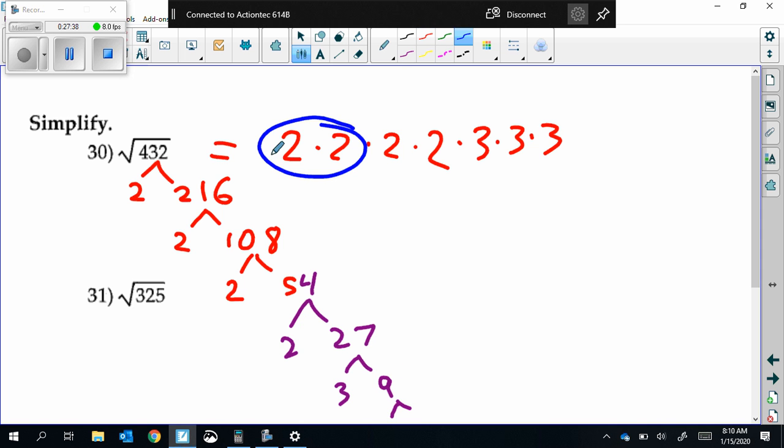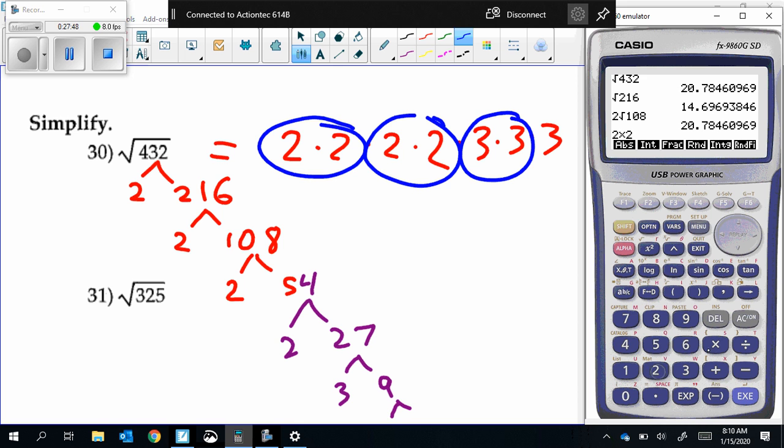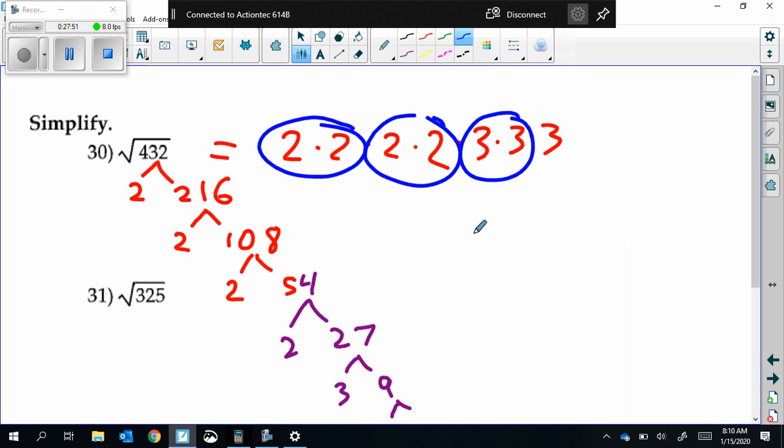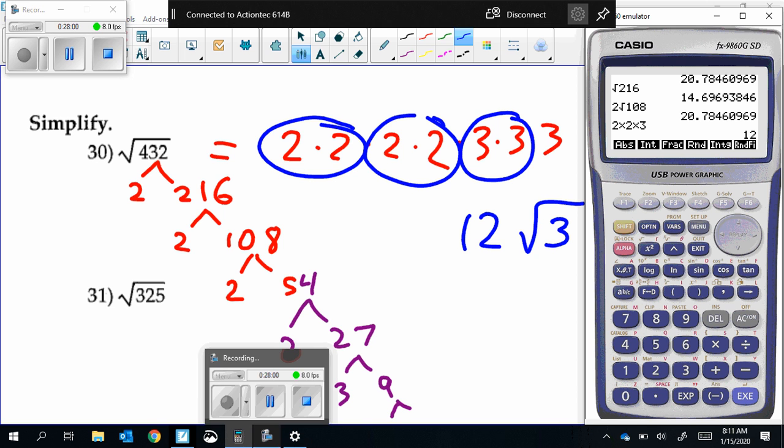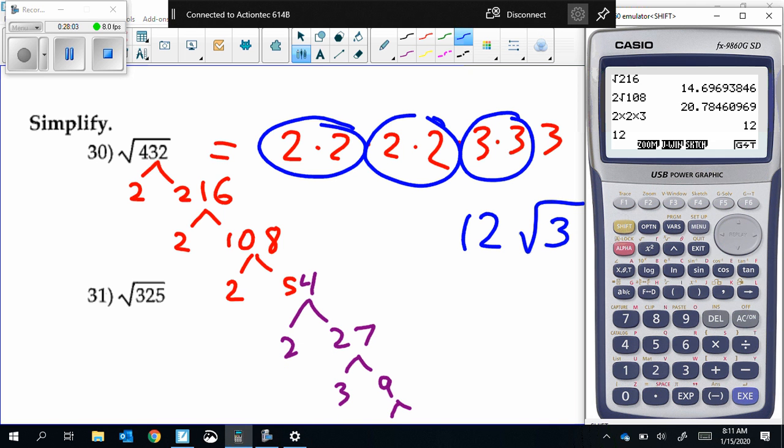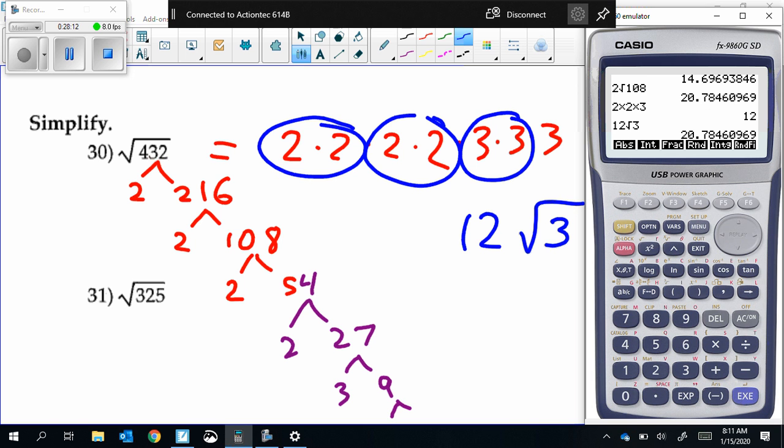Going back, we circle our pairs though. 2 and 2, 2 and 2, 3 and 3. Stuff that we circled gets multiplied together. 2 times 2 times 3. It's 12. 3 goes back on the inside. So, still the same check. We weren't wrong before, but we were not simplified all the way. 12 square root of 3 should work out to be that same number, the 20.78.